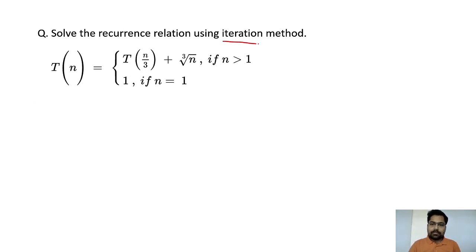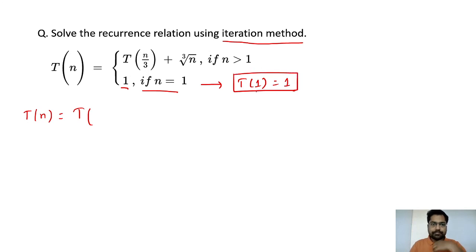So we have to solve using the iteration method. Whenever you write the iteration method, first you write the base condition: where n is 1, T(1) = 1. This is the base condition. Now when n is greater than 1, T(n) = T(n/3) + the cube root of n. So first you write this, and here T(n/3) is unknown for us, so find the value of T(n/3). This is the procedure of the iteration method.